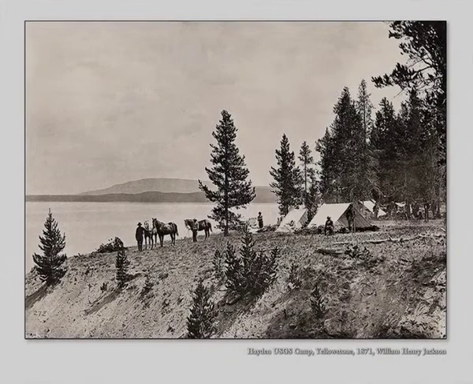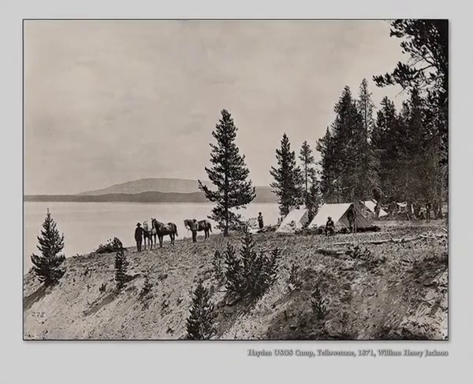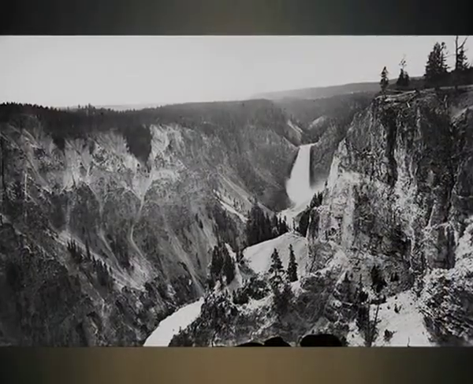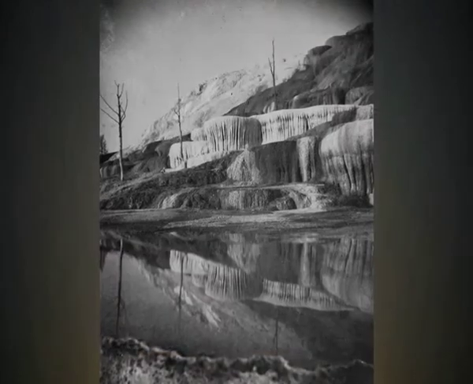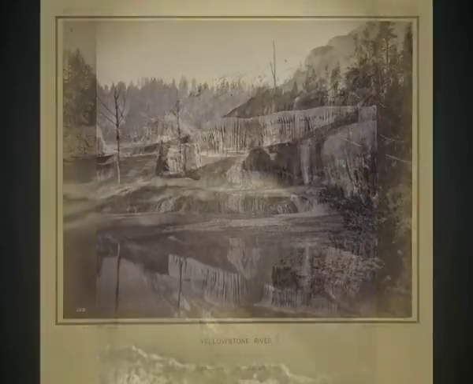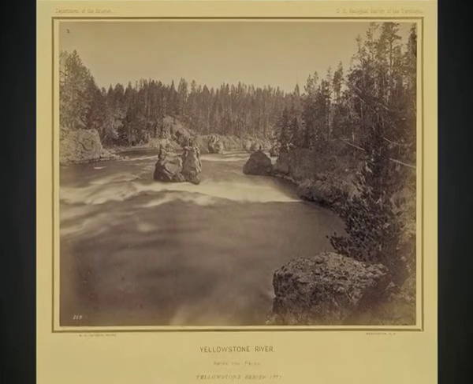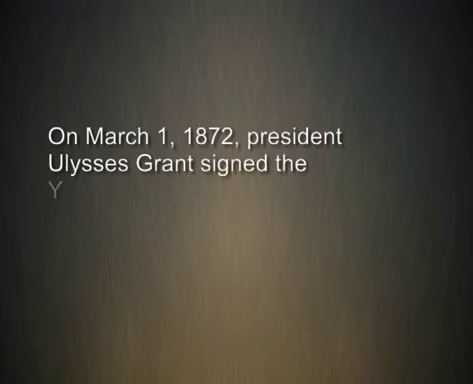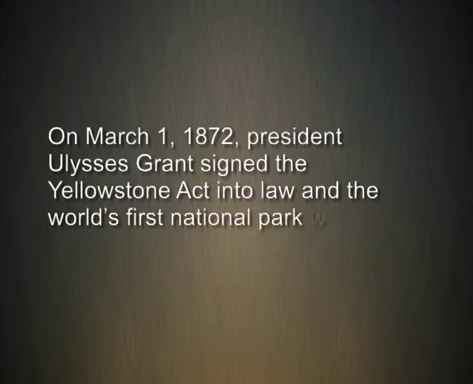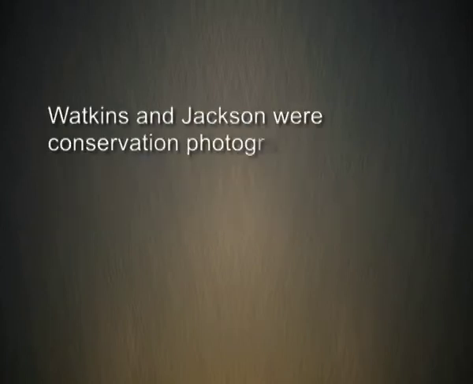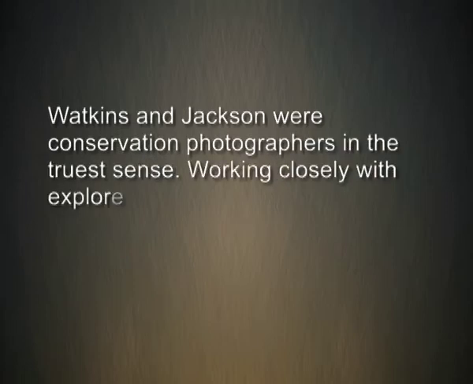Photographer William Henry Jackson joined the first geological surveys of Yellowstone in 1870 and 1871. Jackson was able to get some of the first photographs of what would become landmarks of the West, and those photographs were an important part of the push to turn Yellowstone into a national park on March 1, 1872. President Ulysses Grant signed the Yellowstone Act into law, and the world's first national park was born. Watkins and Jackson were conservation photographers in the truest sense.